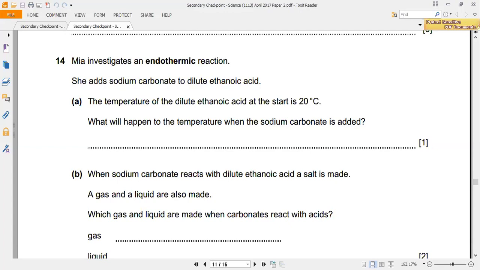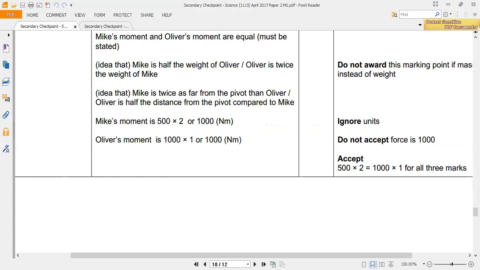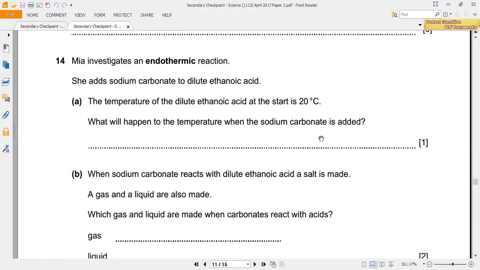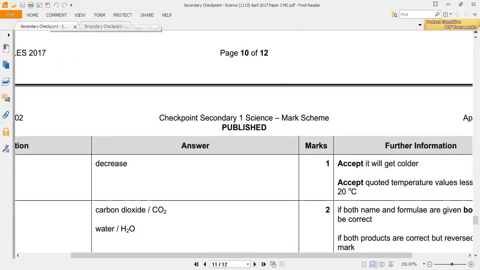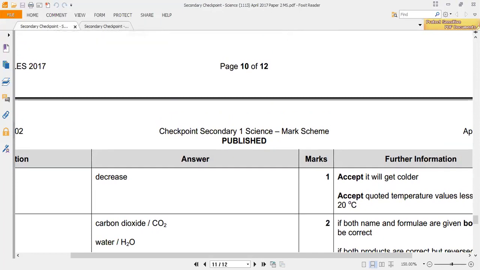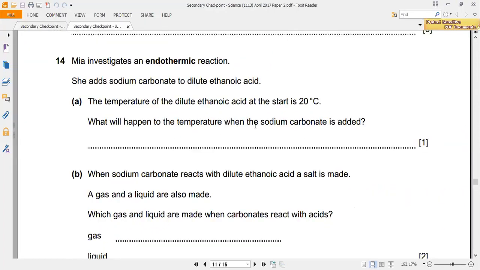Of course, with dilute hydrochloric acid or any acid, the carbonate will react. The carbonate will give carbon dioxide plus water. Look here, the answer. What will happen to the temperature? It will decrease. I didn't even look at this. Of course it will decrease because it's endothermic. Why? Because it takes heat from the surroundings, so the heat of the surroundings will decrease because some of this heat is given to the reaction in order for it to start.